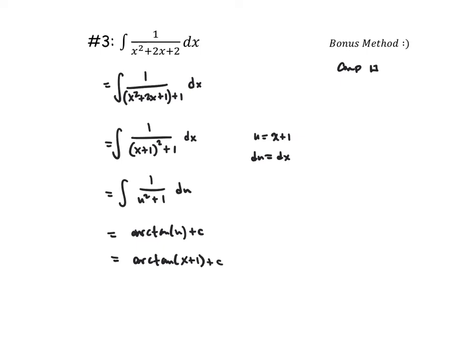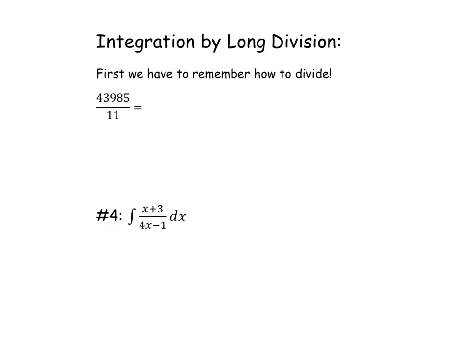That's one example of where the completing the square method, which rarely comes up but on occasion will, might fool you into thinking you can use partial fractions, but I'd go that direction with it. All right, let's do some long division. All right, before we do any long division, we've got to remember how to divide. So let's go ahead and look at how to do that.